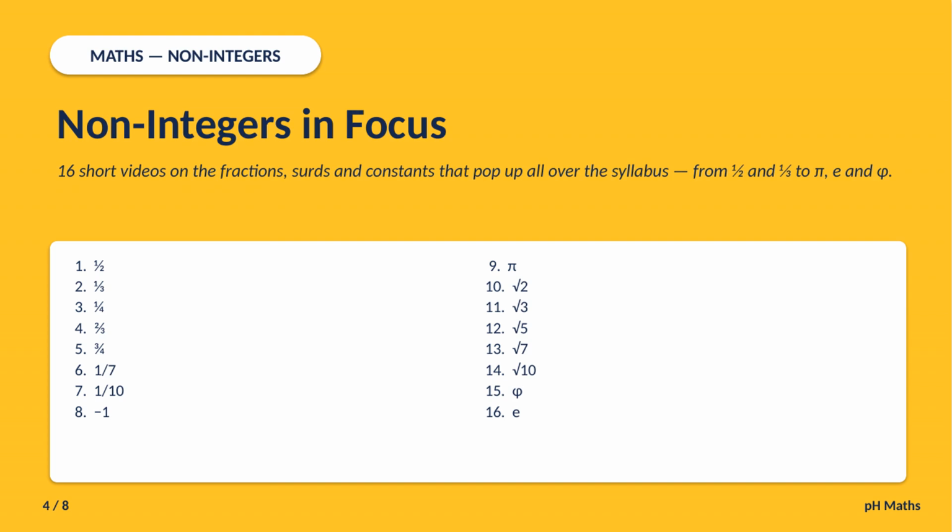16 non-integer videos covering the fractions, surds and constants that pop up all over the syllabus, from a half and a third right through to pi, e and the golden ratio.